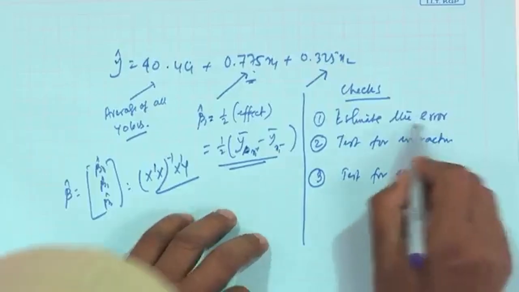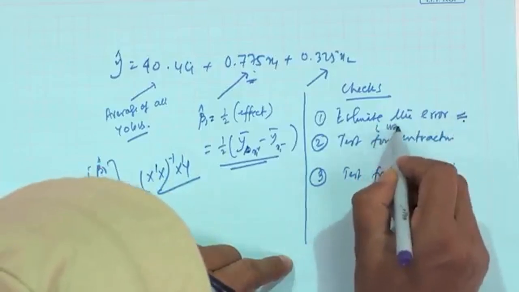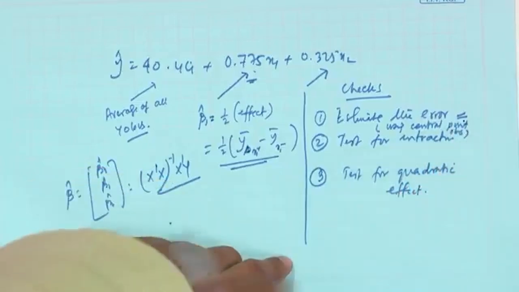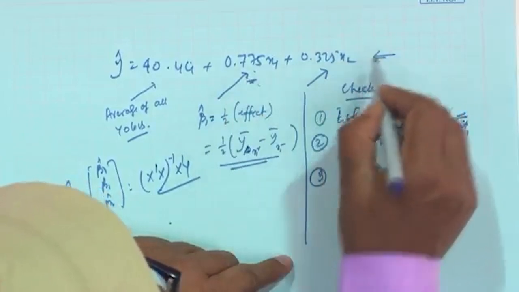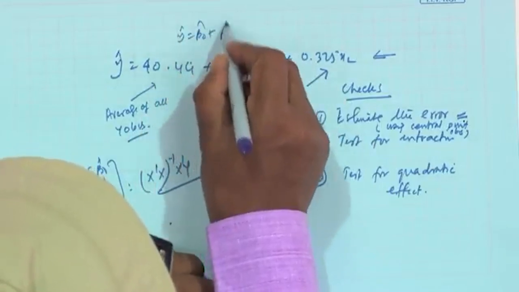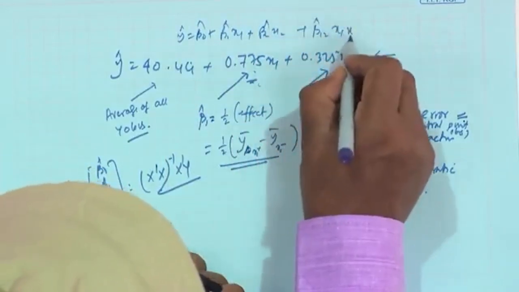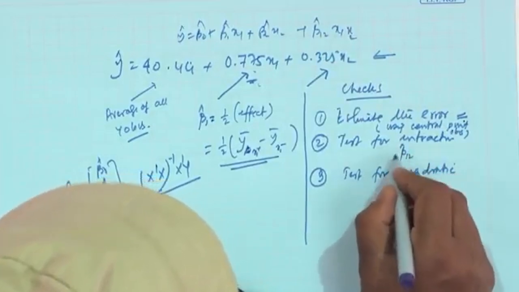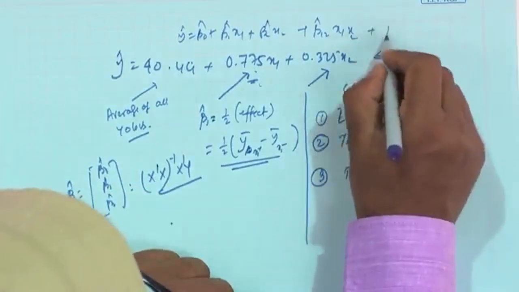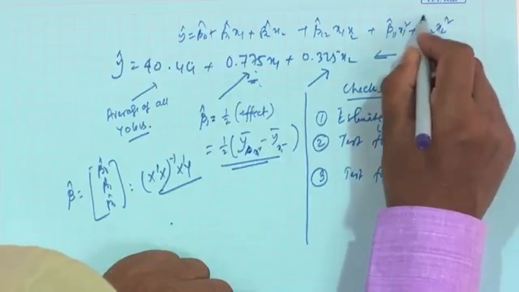In order to test all those things, the estimate of error is very important. The estimate of error will be done using the central point data, or central point observations. Test for interaction means, in this first order model that you have considered, y cap equals beta 0 cap plus beta 1 cap x 1 plus beta 2 cap x 2, there can also be beta 1 2 cap x 1 x 2. That means whether beta 1 2 cap is significant or not. And when you are talking about quadratic effect, you may add something like beta 1 1 cap x 1 square plus beta 2 2 cap x 2 square.